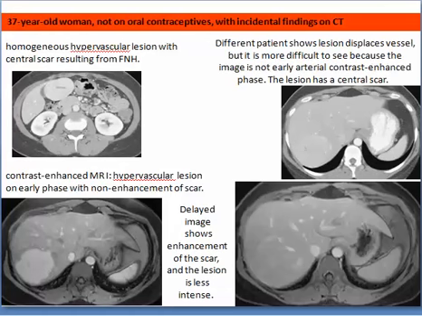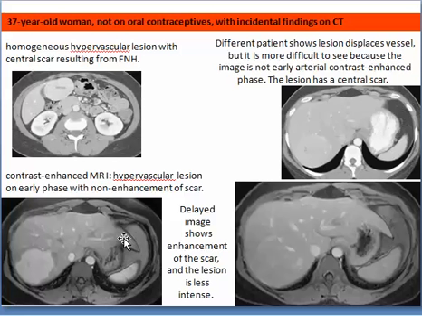Here in this case we have a young, middle-aged woman with a large mass showing a central scar, characteristic of focal nodular hyperplasia. These three are another case. Here the late arterial CT does not show the lesion well, but still the central scar can be seen inside.